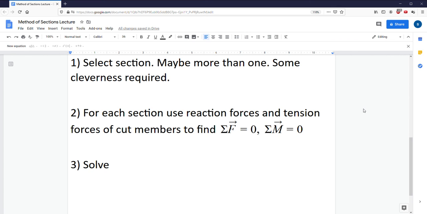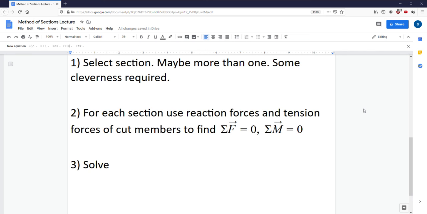Next, each section will have potentially some reaction forces, potentially some load forces, and some tension forces of the cut members. Now I need to clarify, it is only the cut members that apply a force to your object. For the members that are whole inside your section, Newton's third law would apply. If they apply a tension in one direction on one part of the section, they must apply an equal force in the opposite direction on the other side. Net force is equal to 0.